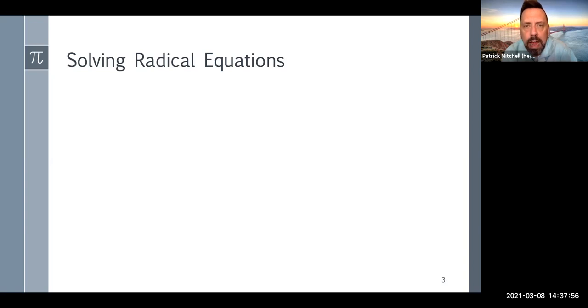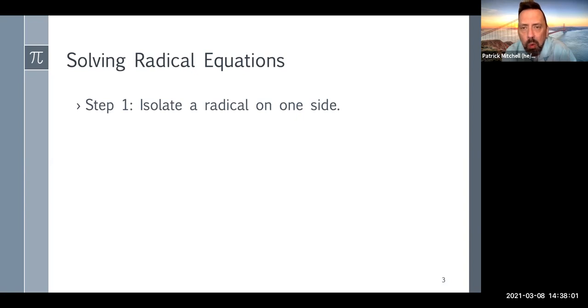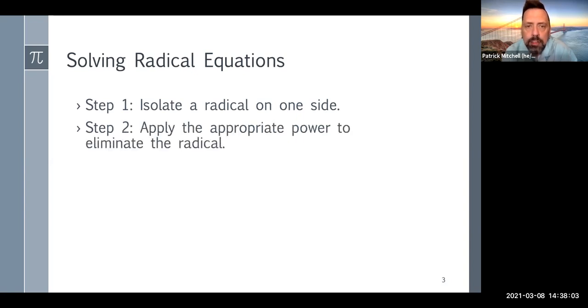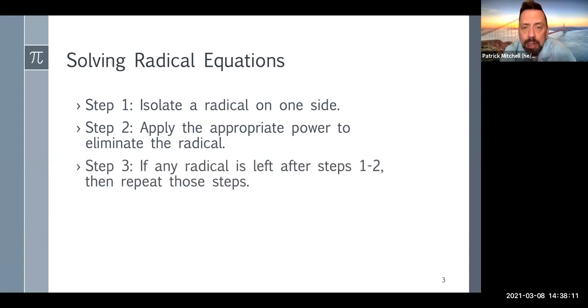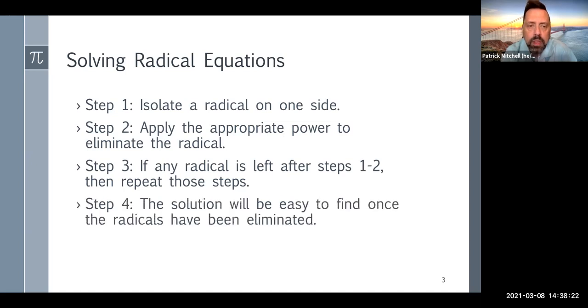The steps to solving a radical equation are as follows. Step one is to isolate a radical on one side. Step two is to apply the appropriate power to eliminate the radical. And then if there is any radical left after steps one and two, repeat those steps. Isolate a radical on one side, apply the appropriate power to eliminate the radical. And then the solution will be easy to find once the radicals have been eliminated, because at that point, your equation will probably be either linear or quadratic.